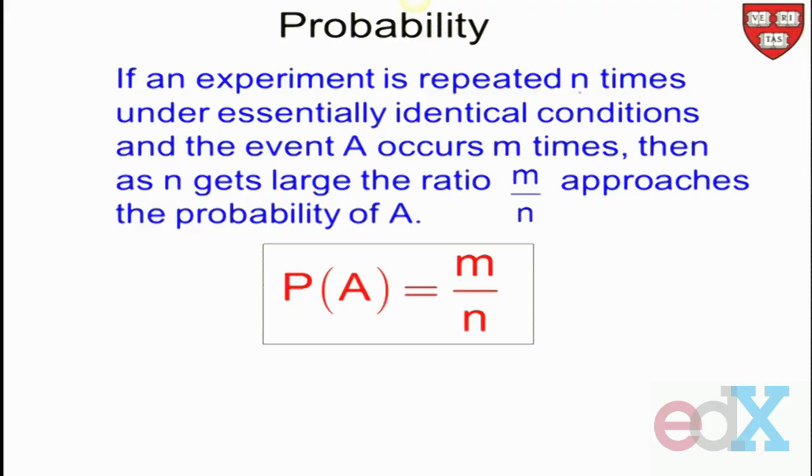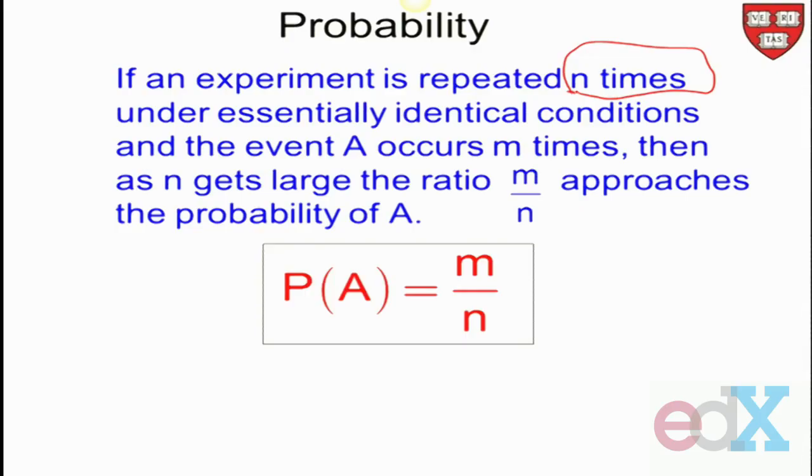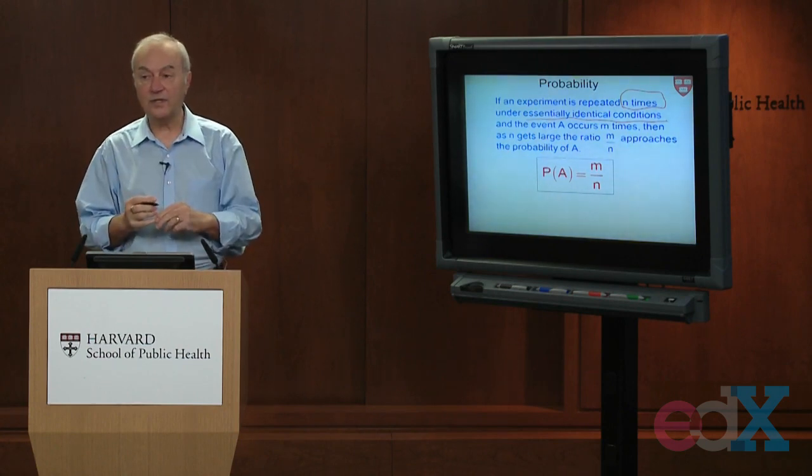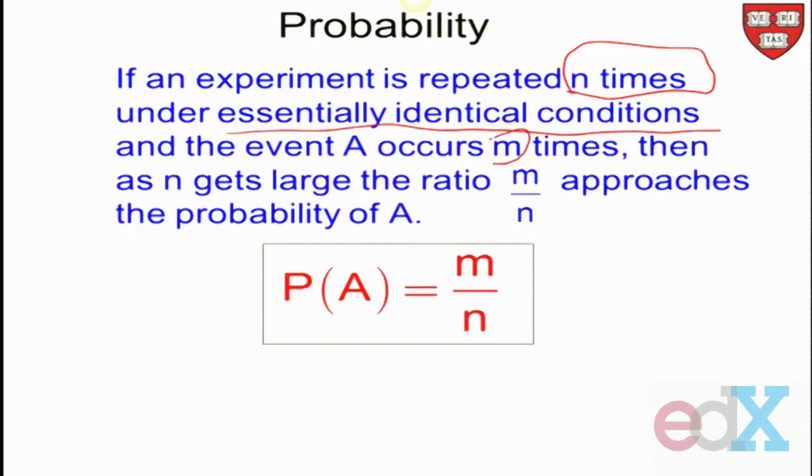And what we're going to do is take advantage of that long-range stability. If an experiment is repeated n times, I haven't told you what n is, but that's okay. If an experiment is repeated n times under essentially identical conditions, so we're going to repeat the same experiment, like flipping a coin over and over. Now, think of an event A, whatever you want it to be. And suppose this event A occurs m times. So you're doing this n times, and now you're worried about the event A occurring m times.